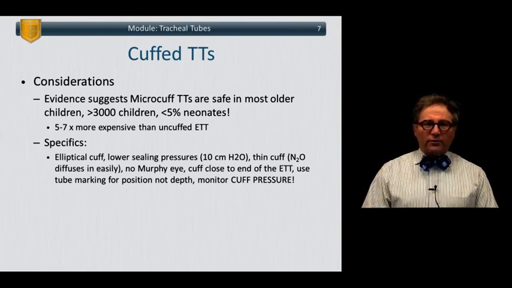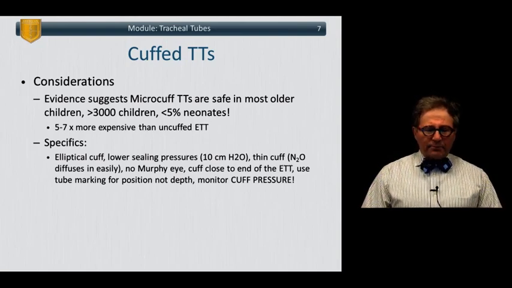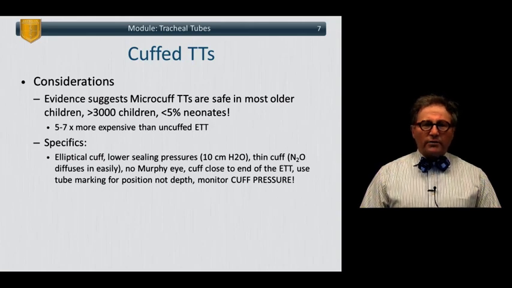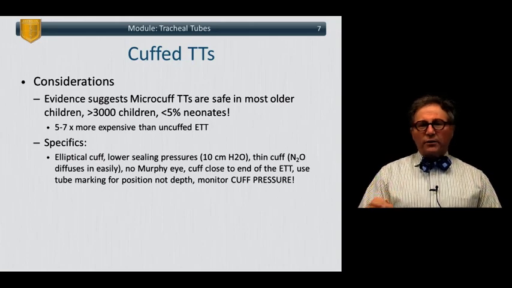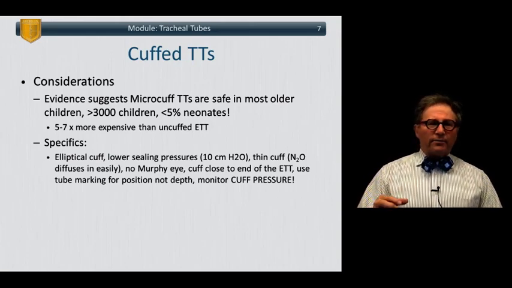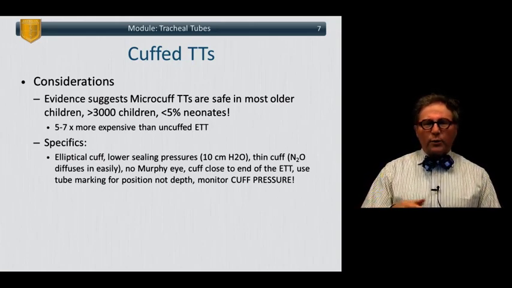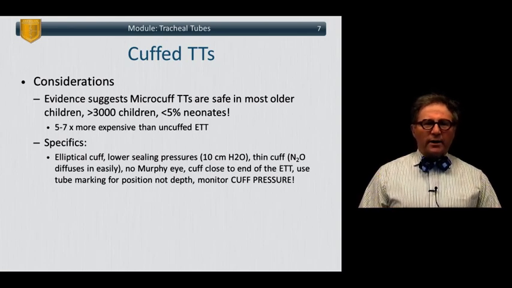The doctors who developed these tubes have also recommended that we use the depth markings indicated on the distal end of the tube rather than the formula for placing the tube, in particular because of these two reasons that I just mentioned. That is, that there is no Murphy eye and that the cuff is very close to the tip, and so we don't want to accidentally end up with an endobronchial intubation.